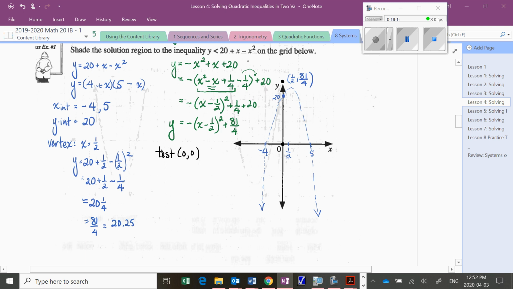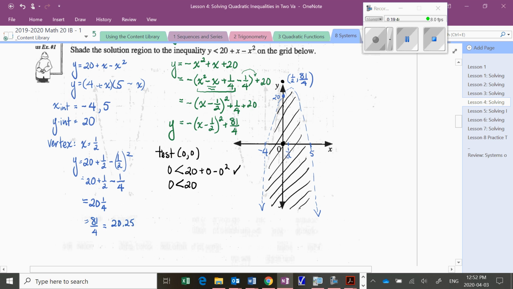So our first test point is going to be 0, 0, and we test it in our original inequality, so we've got 0 is less than 20 plus 0 minus 0 squared, and is 0 less than 20? It absolutely is. So that tells us that this is part of our solution set. So that means that I am shading everything inside that quadratic.